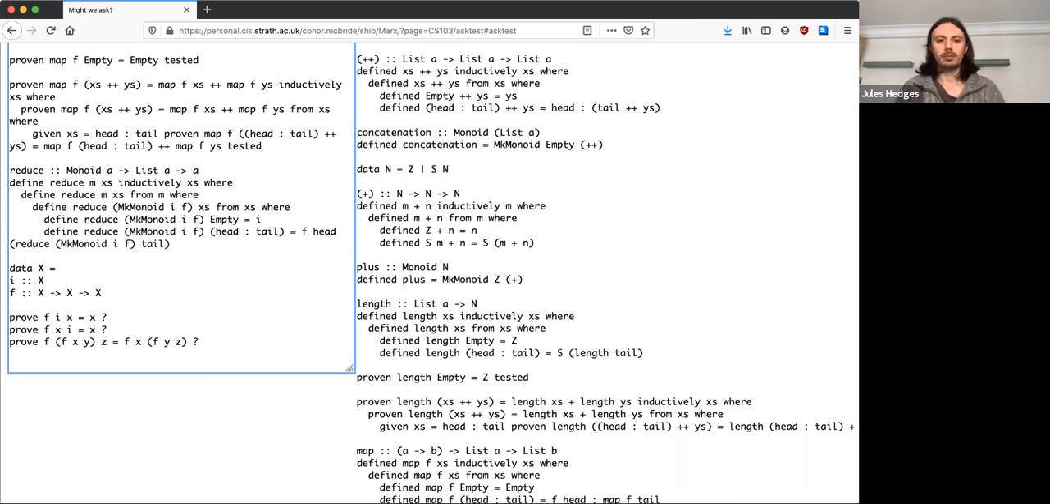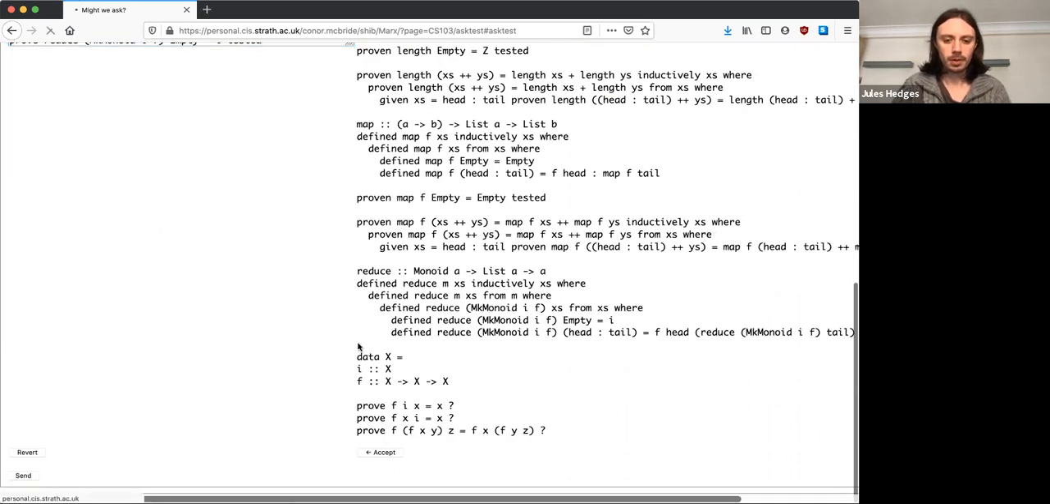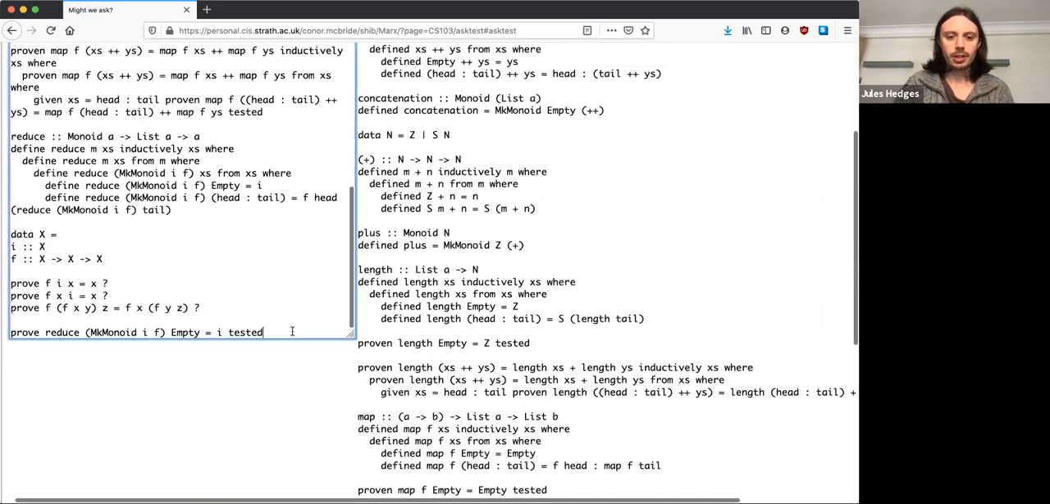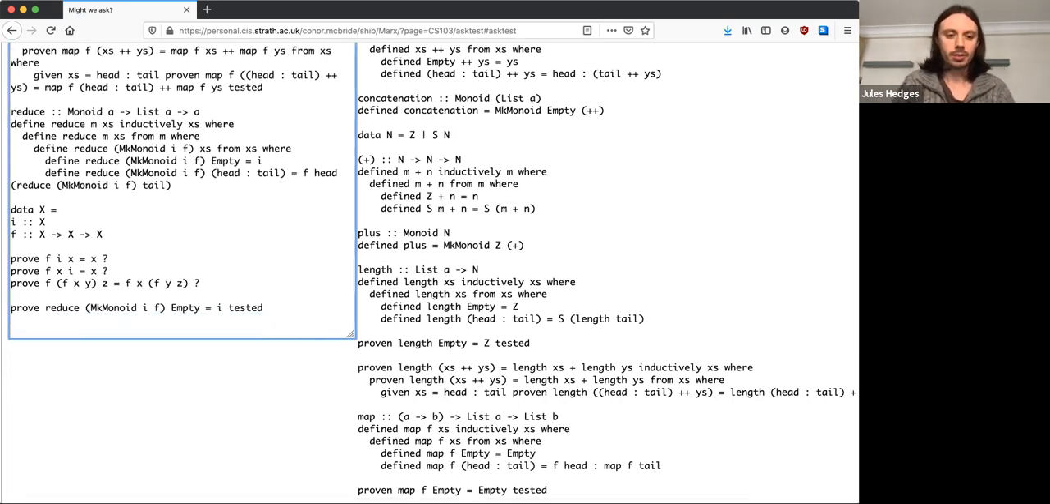Now, in order to say that reduce is a transformation of monoids, first I will have to prove that reduce of the neutral element of lists, which is empty, is the neutral element of this monoid, which is I. And this is easy, I can do this by tested. The other equation is significantly harder to prove.